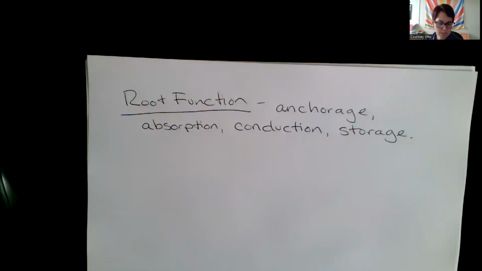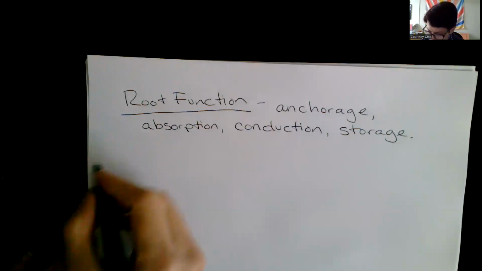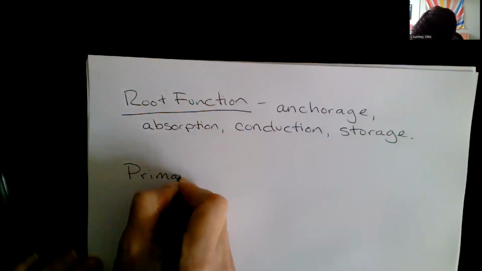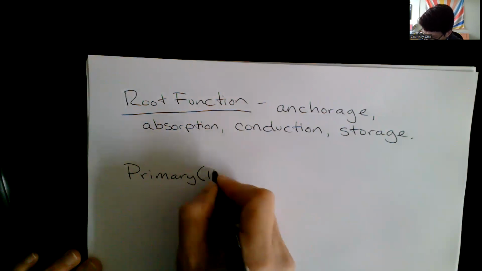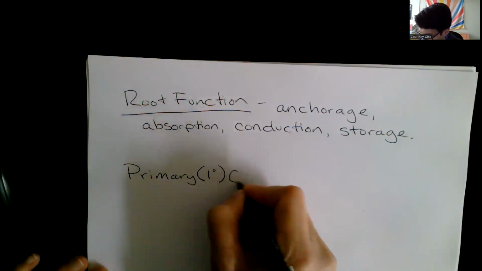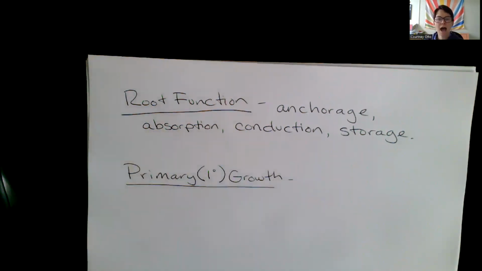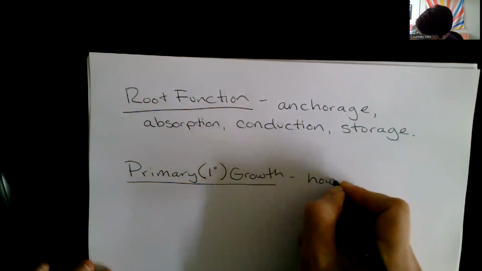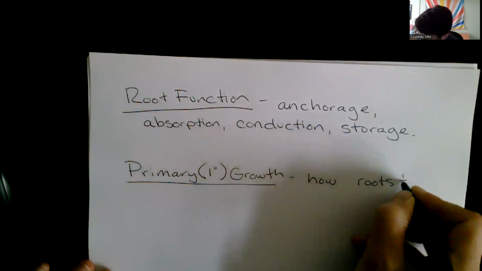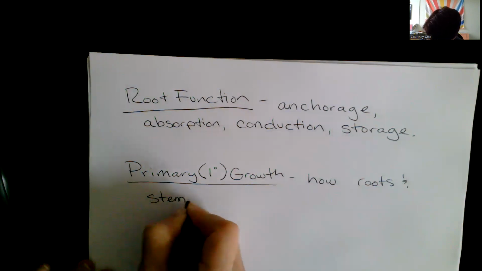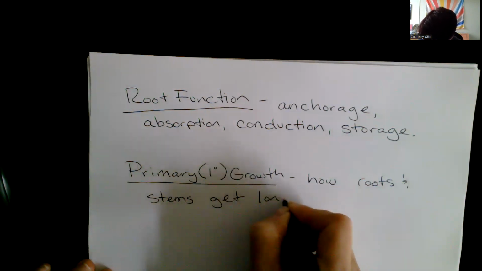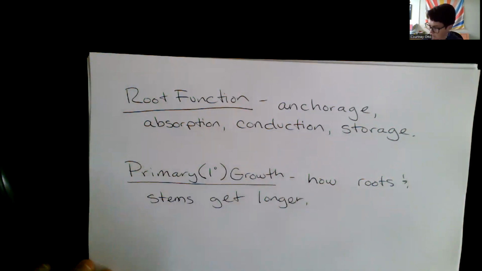Well, the kind of growth that we're going to talk about in roots today is something called primary growth. Now, primary, I often abbreviate just like this, right? If you think about primary and secondary cell walls, what we've already seen. Primary growth is going to be how our plant parts get longer, right? Overall, the activity of primary growth is going to result in an increase in the length of our roots, stems, and leaves. So it's how roots and stems get longer. And it's also how leaves are made.